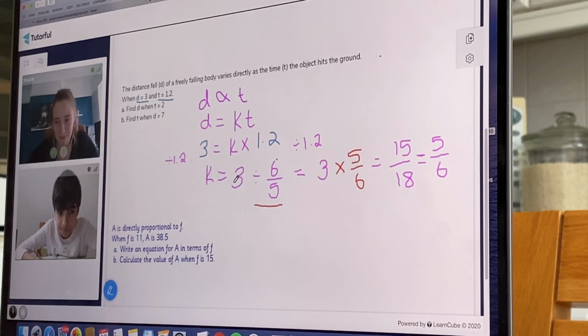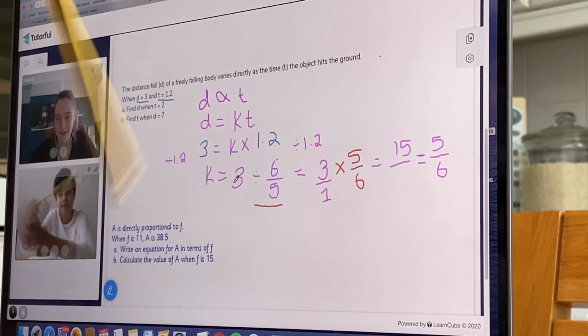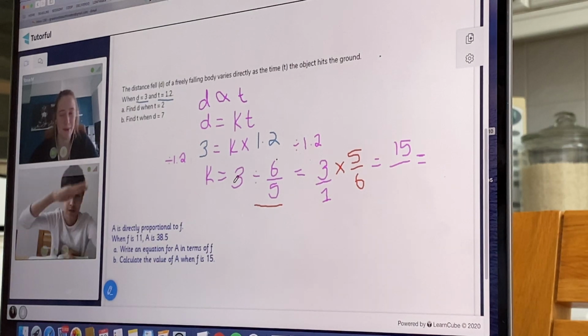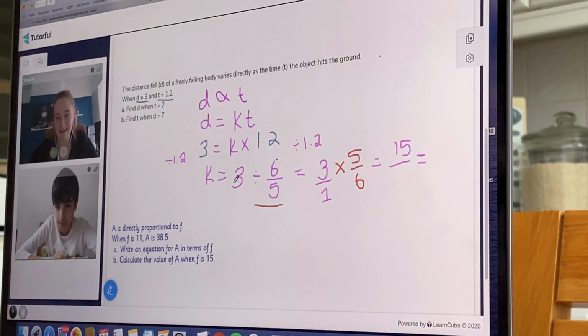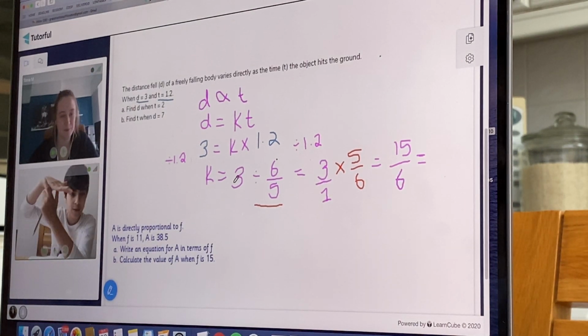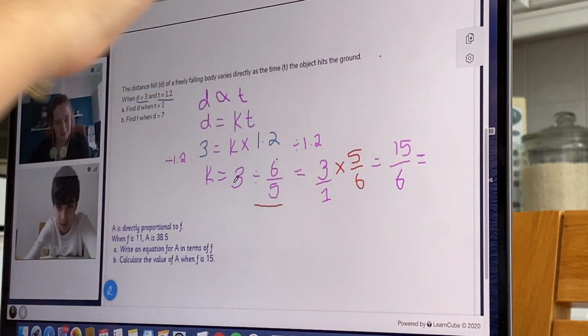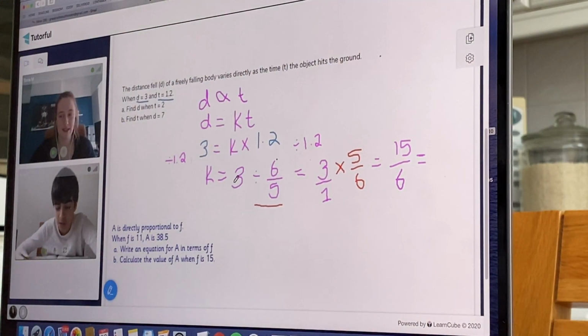Do you want to see what happened? So I should have written it like this. When you want to divide, you times the top and times the bottom. But we can still divide this by 3 to simplify it. So what do we get?